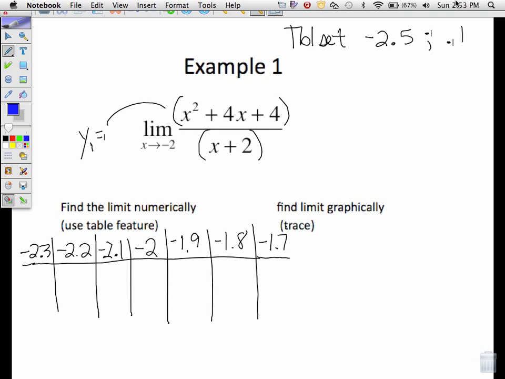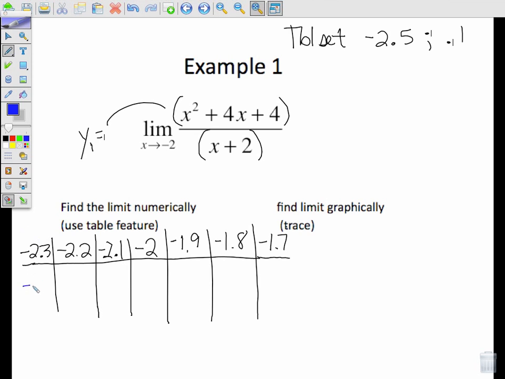at negative 2.3, the result is negative 0.3. At negative 2.2, it's negative 0.2. And at negative 2.1, it's negative 0.1. So what we would ask is, what is this slowly approaching? What number is this slowly going towards? And we want to look at it from the left side, the negative values, and now again from the right side. Negative 1.7 is 0.3, and then it's 0.2, and then it's 0.1.